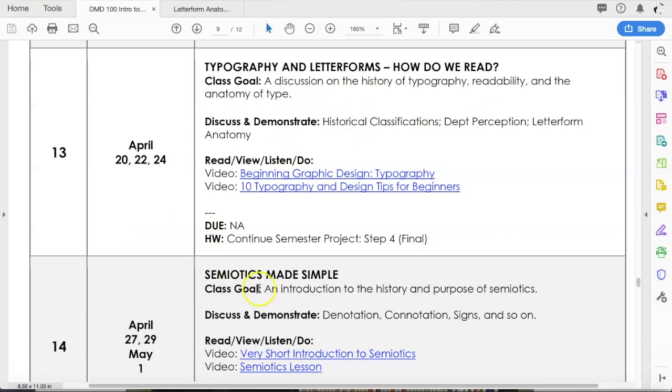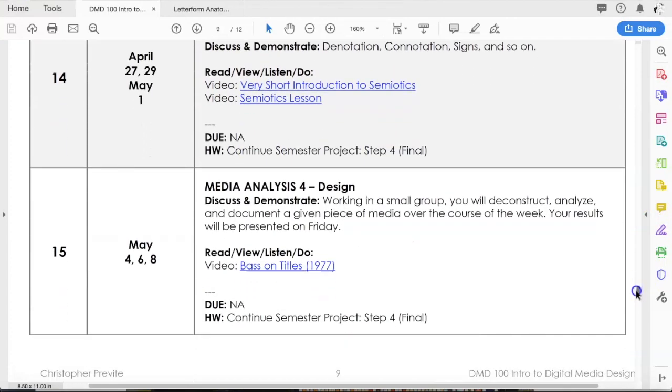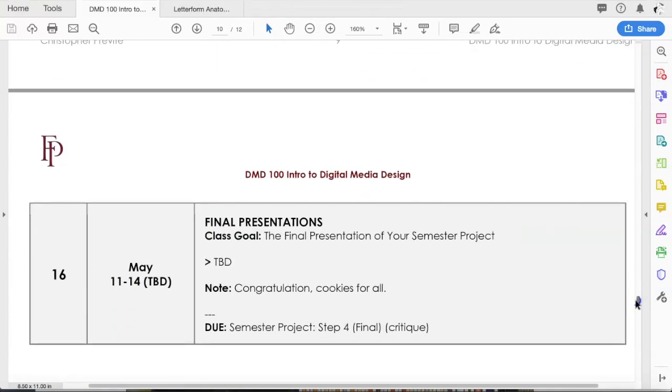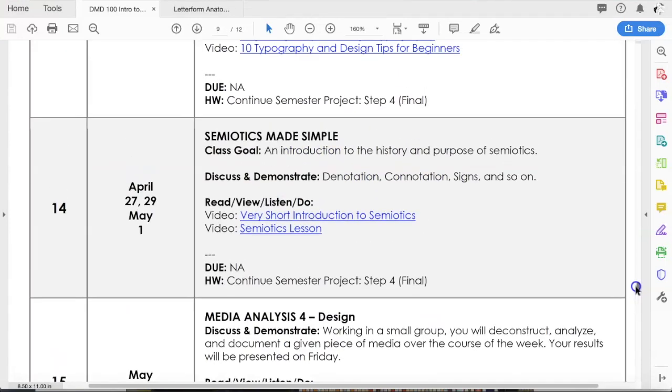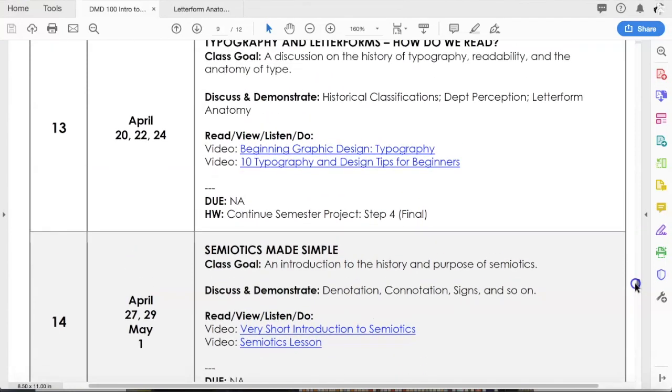Then next week we get into semiotics, which we'll talk about next week. And then we have our last media analysis in week 15, which will be about a piece of design. And then, of course, week 16 is where you guys turn in your final version of your title sequence and give each other feedback, not just me. So that'll be exciting.